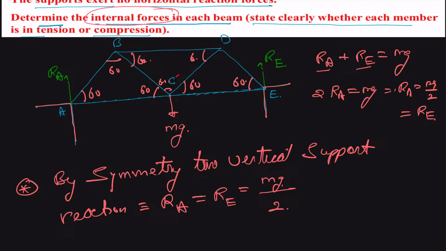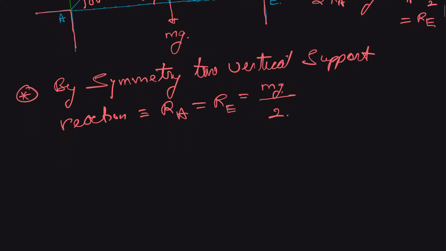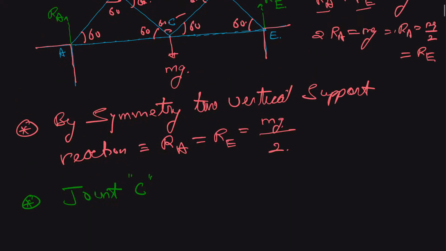So let us start with this point C. We have our joint C, and for this point C, we have BC and DC, and they are both making an angle of 60 degrees with the horizontal.